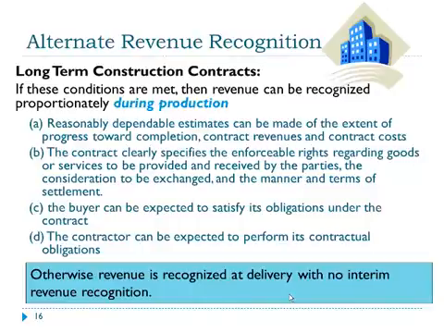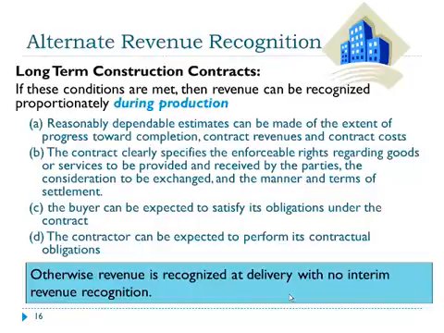The contract clearly specifies the enforceable rights regarding goods or services to be provided and received by the parties, the consideration to be exchanged, and the manner and terms of settlement. That is, we've got to make sure that we've got an agreement by both sides and we know exactly what's going to be paid. Third, the buyer can be expected to satisfy its obligations under the contract.